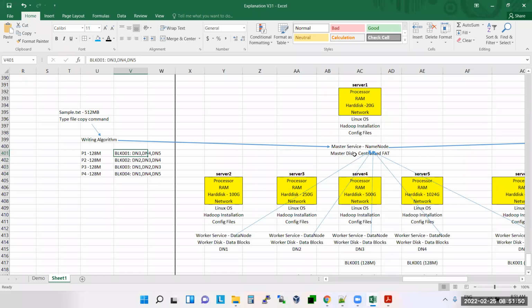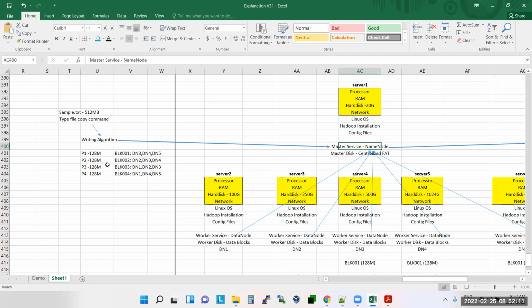Now how will the name node understand which data node the data should be stored on? Each data node is sending a heartbeat to the name node, updating how much free space each data node has. So the name node already has this information.